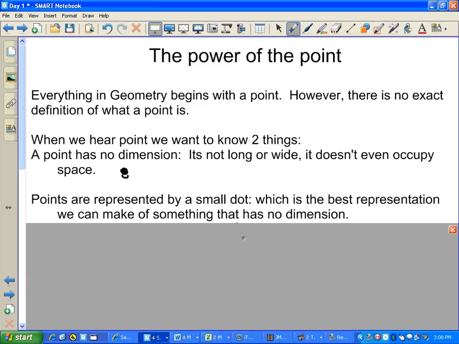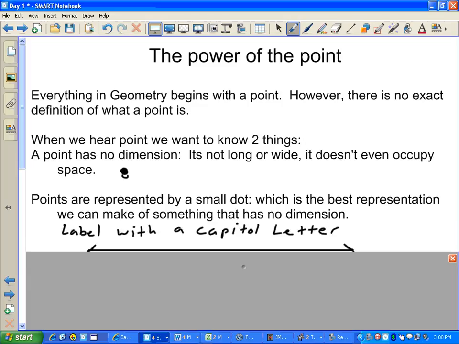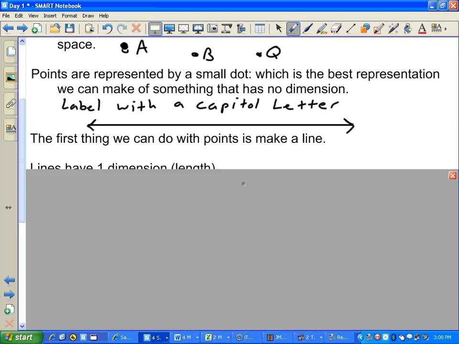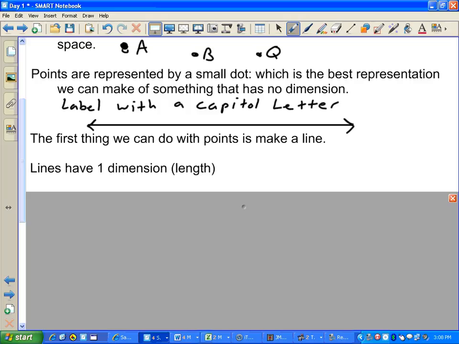So all of our points are represented by a small dot, and we label all those points with a capital letter. So this could be point A. Okay, and then if I make another one, it needs a different capital letter. This could be point B. And they don't have to be sequential letters like that. I could say, okay, well, that's point Q. Doesn't matter which letters you choose. You always represent them with a capital letter. So points are the most basic figure in geometry.